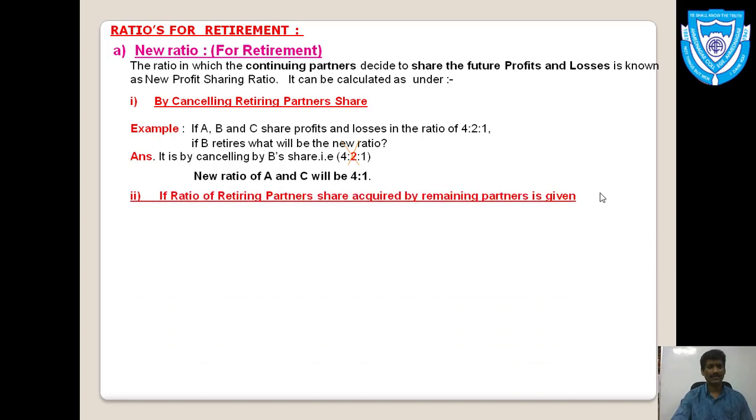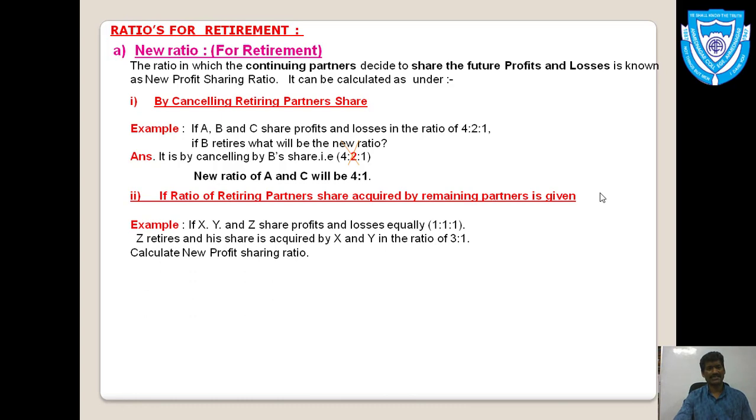And the second method is when the ratio in which the retiring partner's share is acquired by the remaining partners is given. In this case, we can see one example.